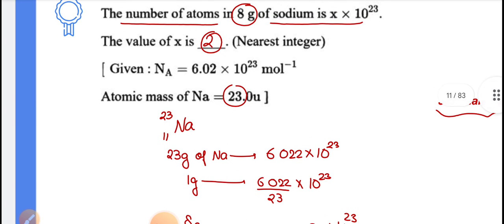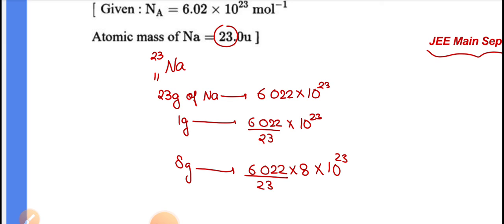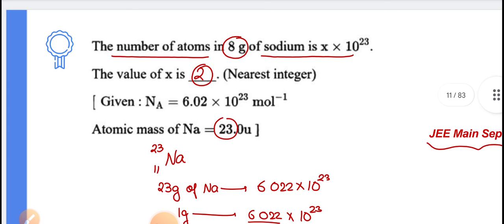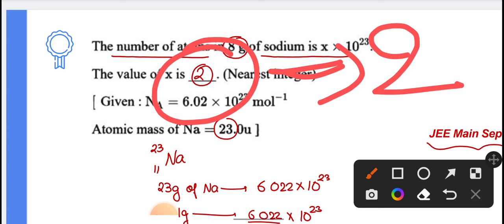Here in the question we are asked about 8 grams. So first you should use the unitary method and take it to 1 gram. For 1 gram, it will be 6.022 into 10 to the power 23 upon 23, right? For 8 grams, you multiply 8 with that: 6.022 into 8 into 10 to the power 23 by 23. 6 into 8 is 48, so 48 upon 23. What is the nearest integer? 23 twos are 46, so 2 comes out to be our answer.